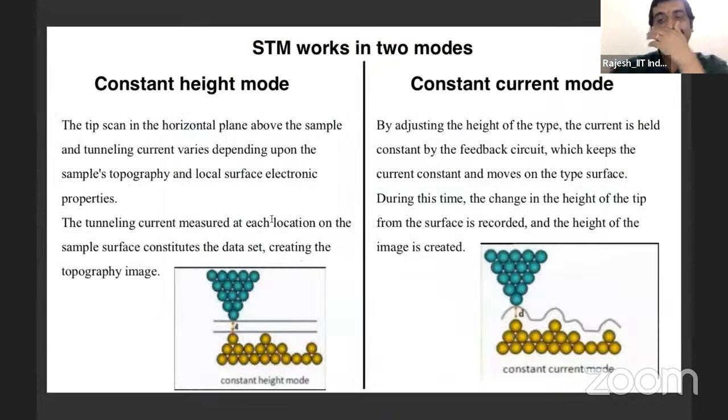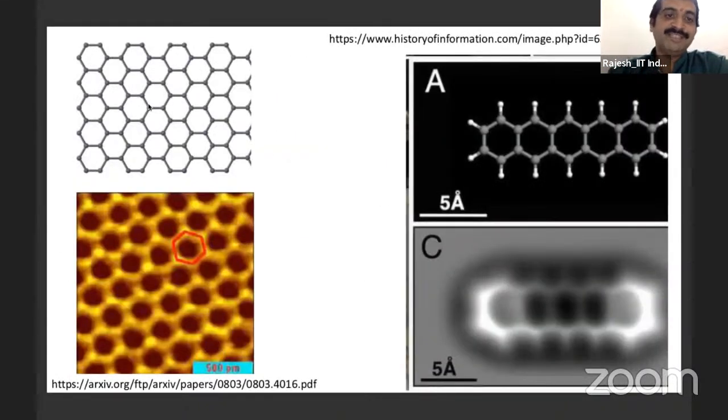And using that, this is how you can see the surface. Let us see some of the images. See, I talked about graphene. No? So what is on top, graphene, you can see all carbon, carbon, carbon, carbon joined like this, and this is an image of it taken with a scanning tunneling microscope.